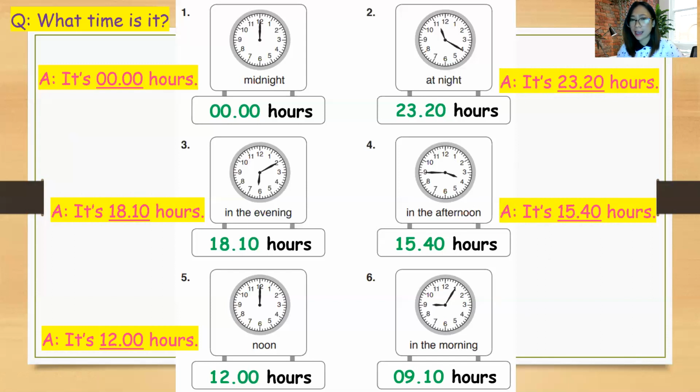Okay, this is another wrong answer. It should be 9:05 hours. Not 10. This is 05. So the answer is it's 09:05 hours. Not 9:10. It's 09:05 hours. Okay, so do you understand our lesson?